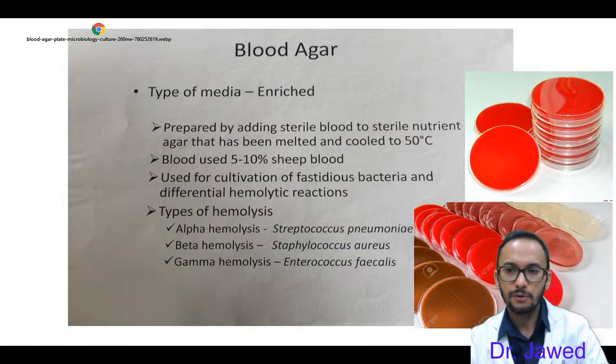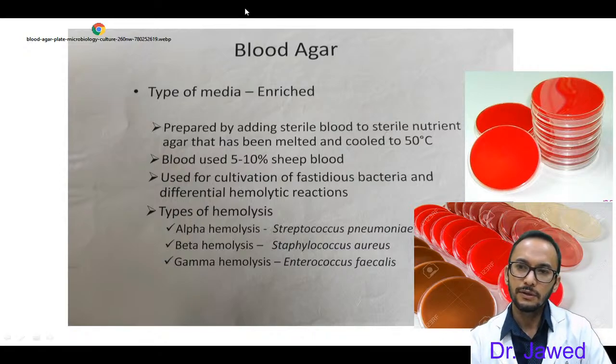So now talking about the blood agar. This is how the blood agar looks like. It consists of the basal agar plus blood, 5 to 10% of sheep blood, and cooled at 50. How do we prepare it? By adding sterile blood to the sterile nutrient agar that has been melted and cooled to 50 degrees Celsius. So the blood used is 5 to 10%.